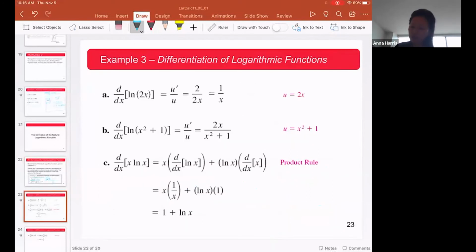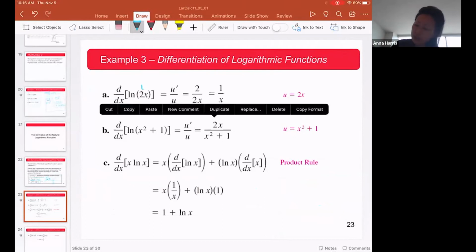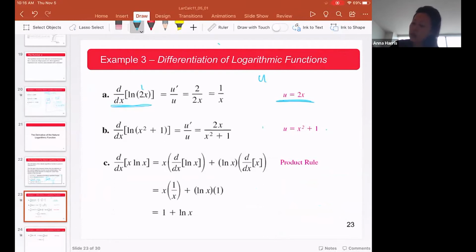So let me give you an example so you know what I'm talking about. The derivative of the natural log of 2x: remember, this is u. So u is 2x. What is u prime then? It's 2, isn't it? Well, you can call it u prime or you can say du, whichever. That means 2. That is why your answer is u prime goes to the numerator and u goes to the denominator. So you have 2 over 2x, which gives you 1 over x. So the derivative of the natural log of 2x is the same as 1 over x.